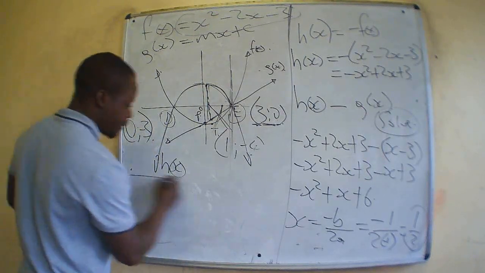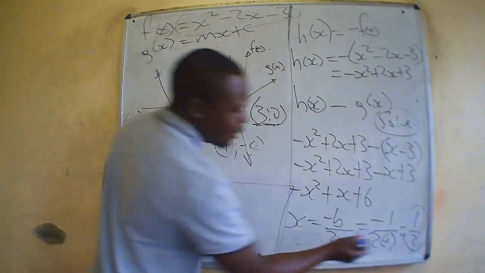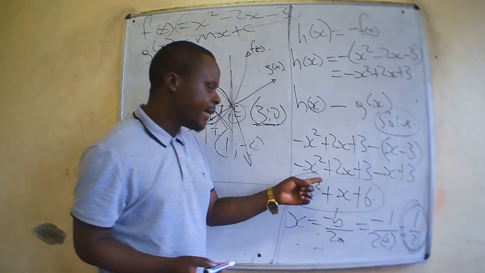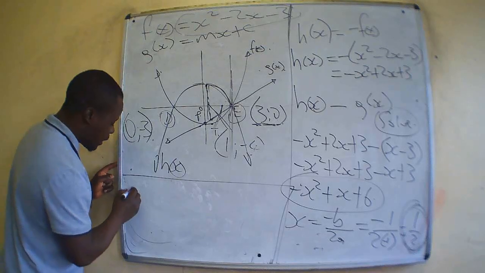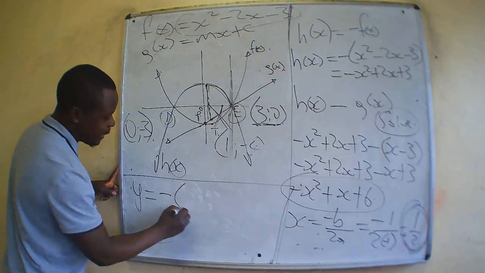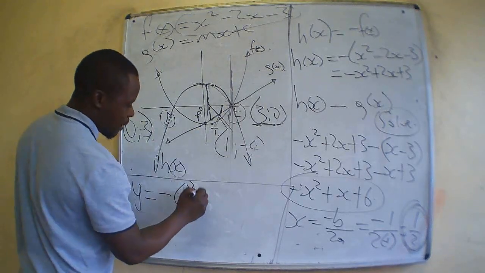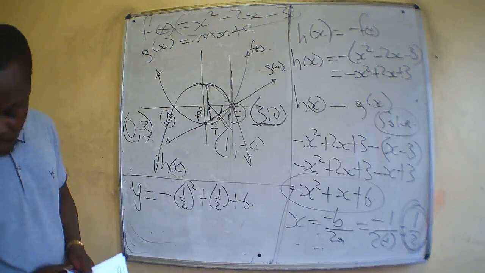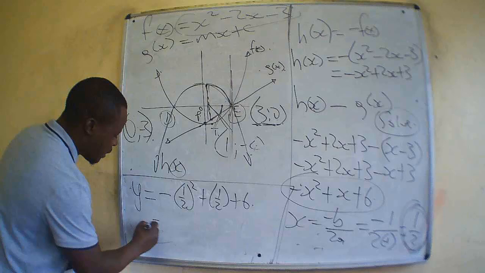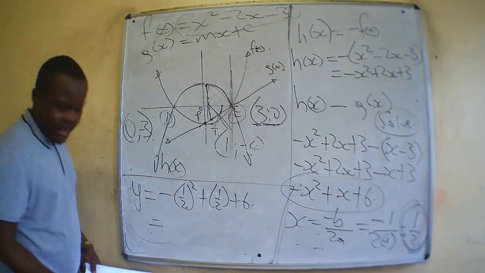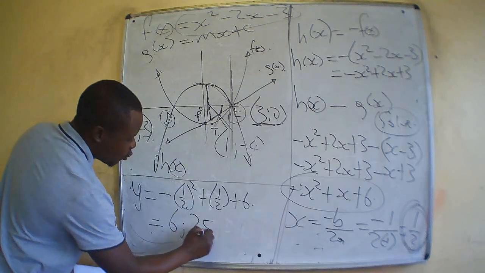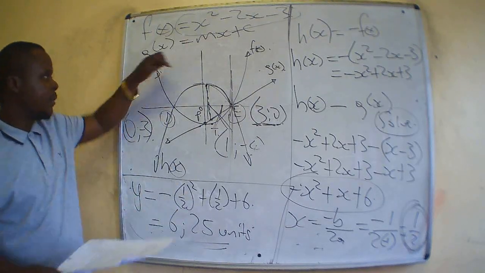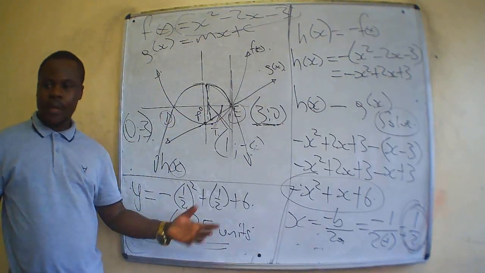So what do we do after that? The next thing to do is to substitute this half, this 1 over 2, into the equation here, the new equation we made. So the y that we shall find by substituting is negative half squared plus half plus 6. So let us simplify with the calculator in order to find the value of this. Once we do that, we are going to find y is 6.25 units. So that means the vertical distance that they ask us to calculate between this and this is 6.25 units. Let's go through the process again.